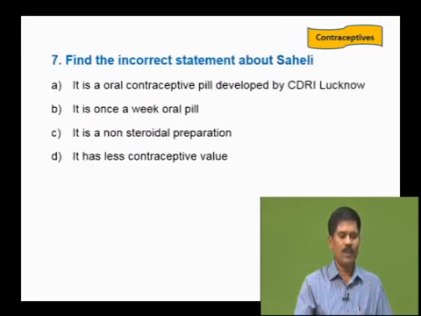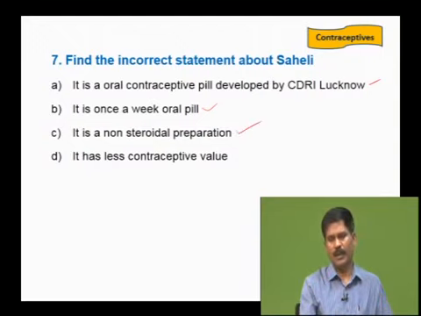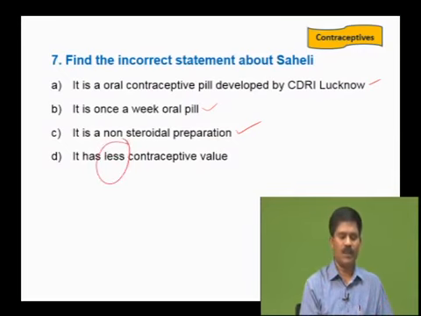Find the incorrect statement about Saheli. It's an oral contraceptive pill developed by CDRI Lucknow. This is the right statement. It's a once a week oral pill. Yes, it's also a right statement. It's a non-steroidal preparation. Yes, it has less contraceptive value. The significance of Saheli as an oral contraceptive pill is that it's non-steroidal as well as it has got high contraceptive value. So this statement is wrong with respect to Saheli. Therefore, the right option is D.